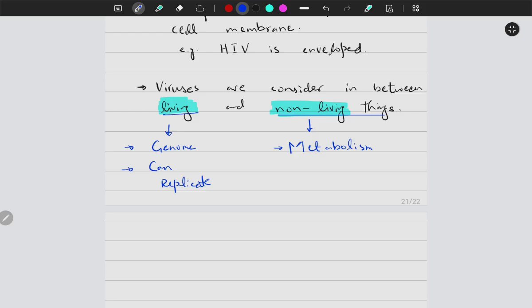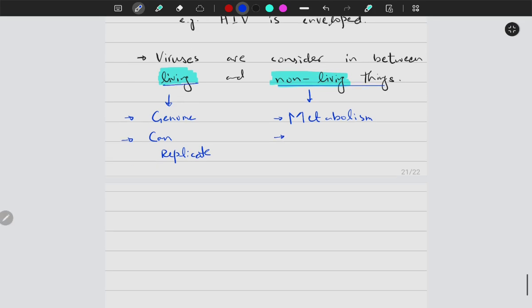So there are no reactions going on in the viruses when they are outside the host cell. Number two, outside the host cell, they are just like crystals. They behave like crystals when outside the host cell, right?